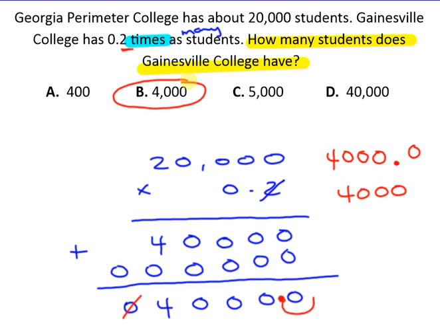But it's very, very important to make sure you have your decimal in the right place, because if you didn't, it'd be very easy to pick A, or also very easy to pick D. But A and D are both wrong. B is the correct answer.